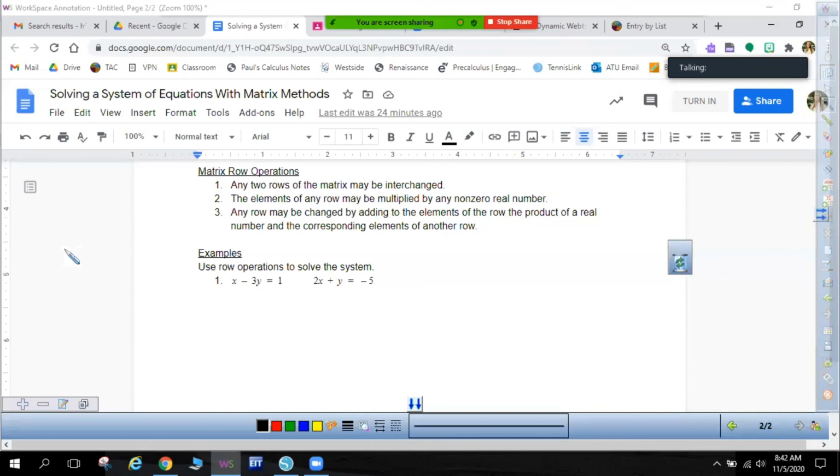So let's look at example 1. Use row operations to solve the system. Okay, well, first of all, we have to draw our matrix from these 2 equations. So we have 2 equations, there's going to be 2 rows. We have x, the coefficient is 1, minus 3, so the coefficient is -3. We're going to draw our bar, which kind of stands for our equal sign here, and then 1 is on the other side of the equal sign. 2x plus y equals -5, so we've got 2x, 1y equals -5. Here's our matrix.